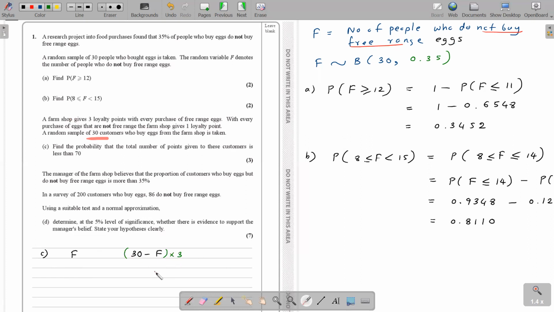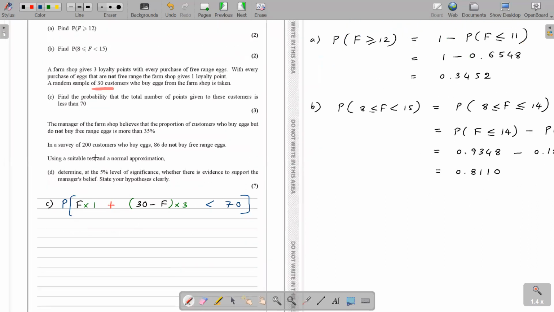And then the customers who do not buy free range eggs get 1 loyalty point, which means I multiply this by 1. So what's the total number of points? To get the total, I just need to add these two. What's the requirement here? Find the probability that the total number of points given to these customers is less than 70. So you have to find this probability. Are you with me?